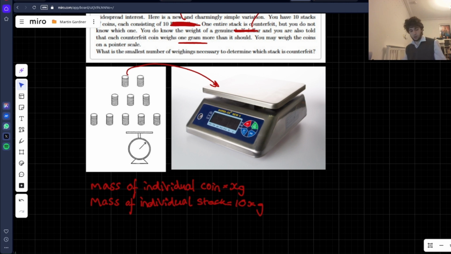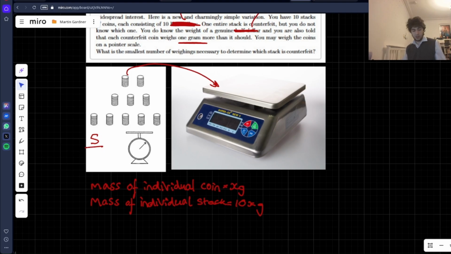So one method, which some of the people in year 7 and 8 would come up with, is as follows. What they said to me is, okay, I can do this in 5. I can tell you after 5 weighings with 100% certainty which stack is fake. And obviously 5 is better than none. So I was interested to see what they had to say.